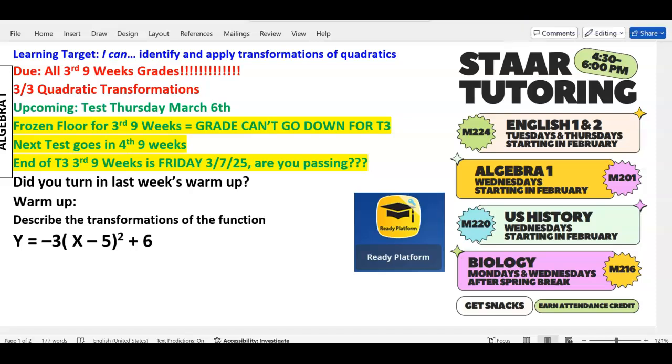Okay, first things first, we are doing the assignment that you should have got on Friday if you were here. If not, you know where to get it in the back at the blue bin. Okay, we're identifying and applying transformations of quadratics.